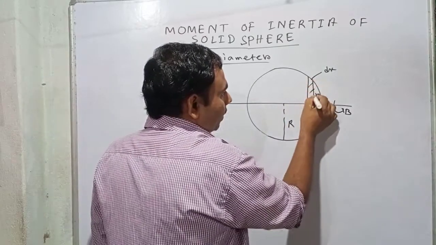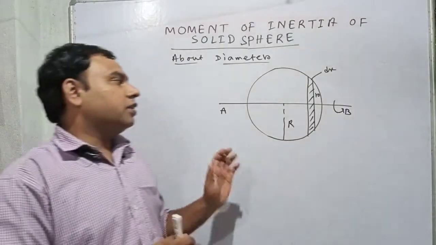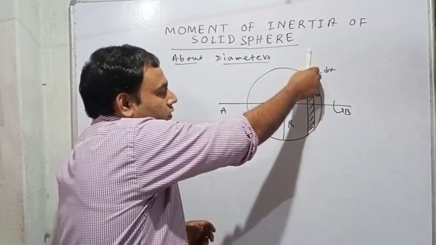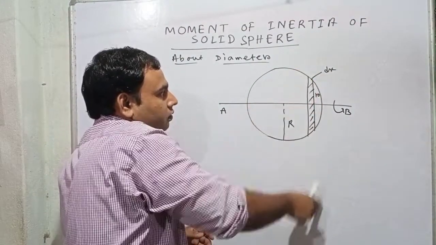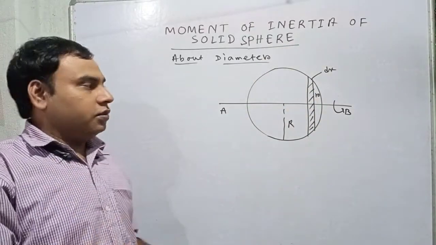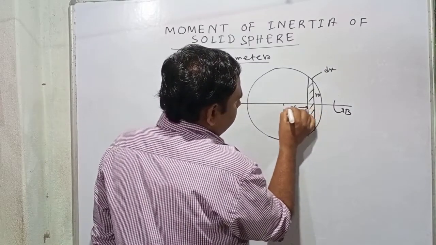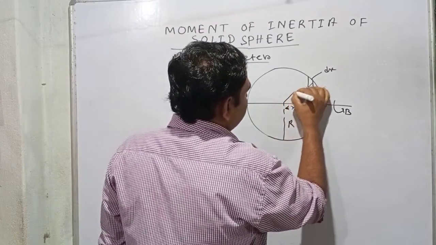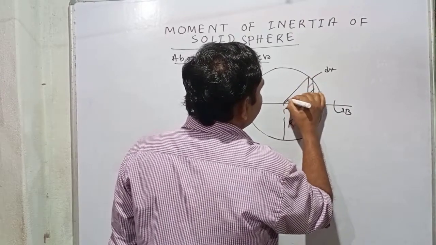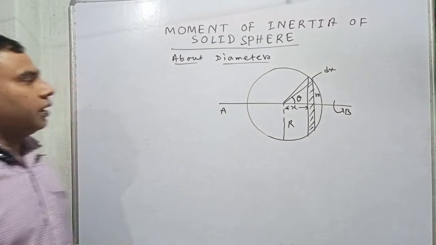This element is like a disc, cut in this portion perpendicular to the axis. The distance between the center and the elementary portion is x, and we consider the angle theta.